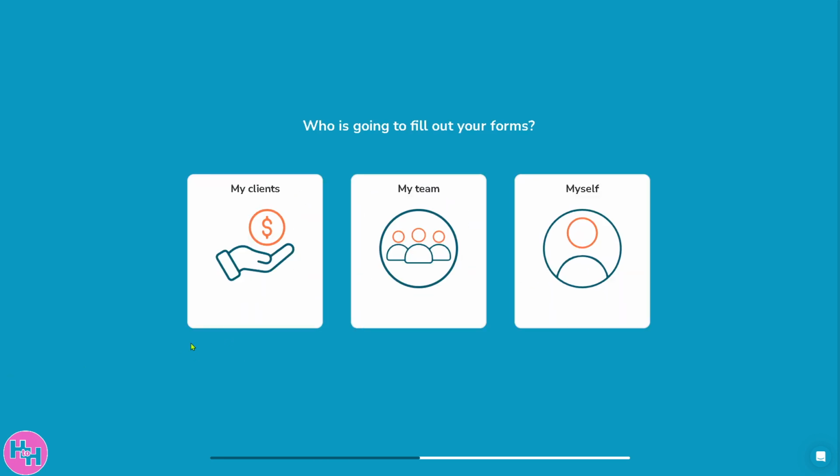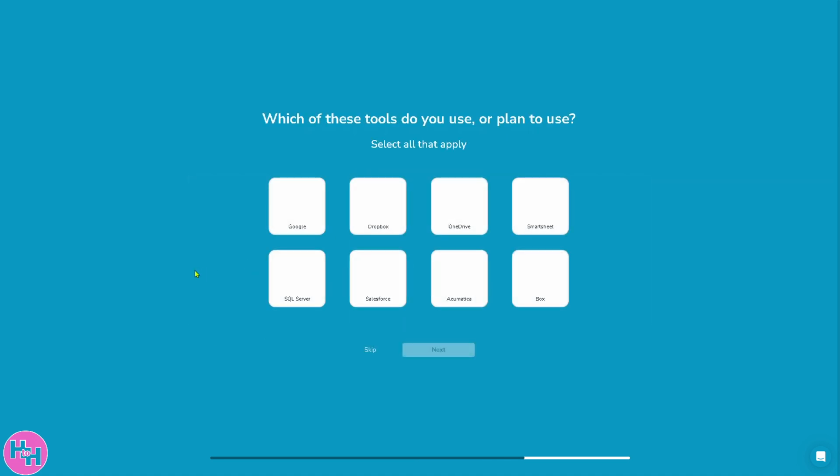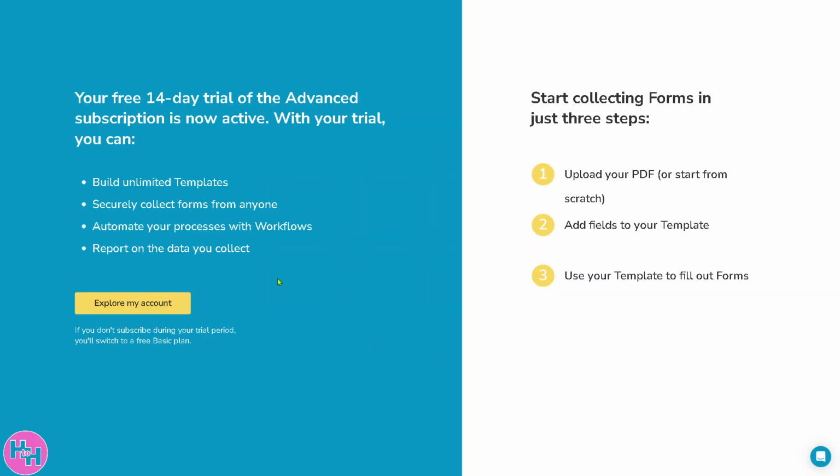Then you have three sections here: for a client, for a team, and for yourself. I'm going to use the second option, for our team. And then, which of these tools would you like to use? Select all that apply. I'm going to use Google, Dropbox, OneDrive, Smartsheet, SQL Server, Salesforce, and Box. If you want to skip all of them, just click this button, but I'm going to use the next section.